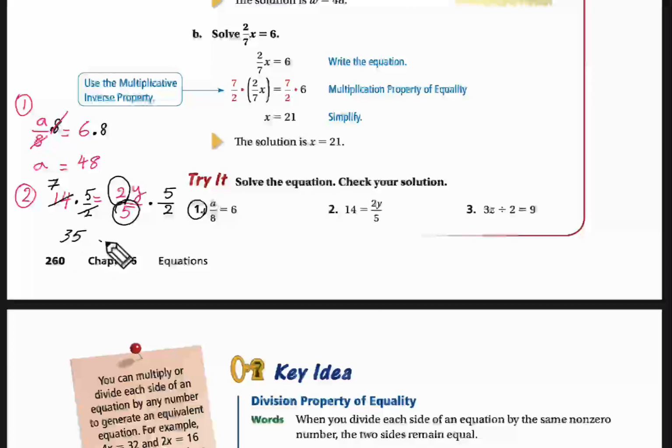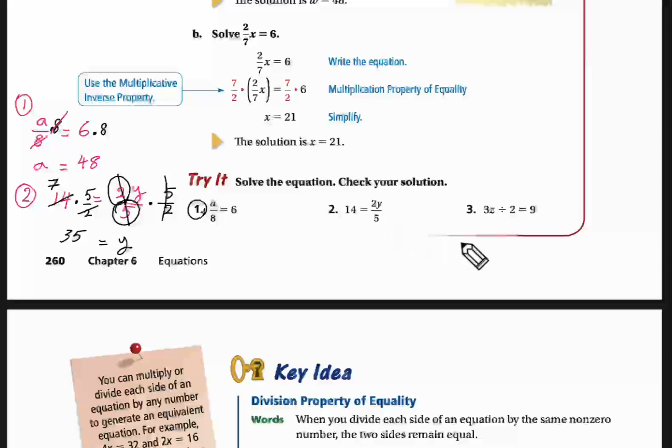And on the right side, 2/5 and 5/2 are multiplicative inverses of each other. So, if you multiply them, you get 1. And 1 multiplied by y equals y. So as you see here, y equals 35. Of course, you can check your answer. Substitute 35 for y, and you'll find that it's the correct answer.